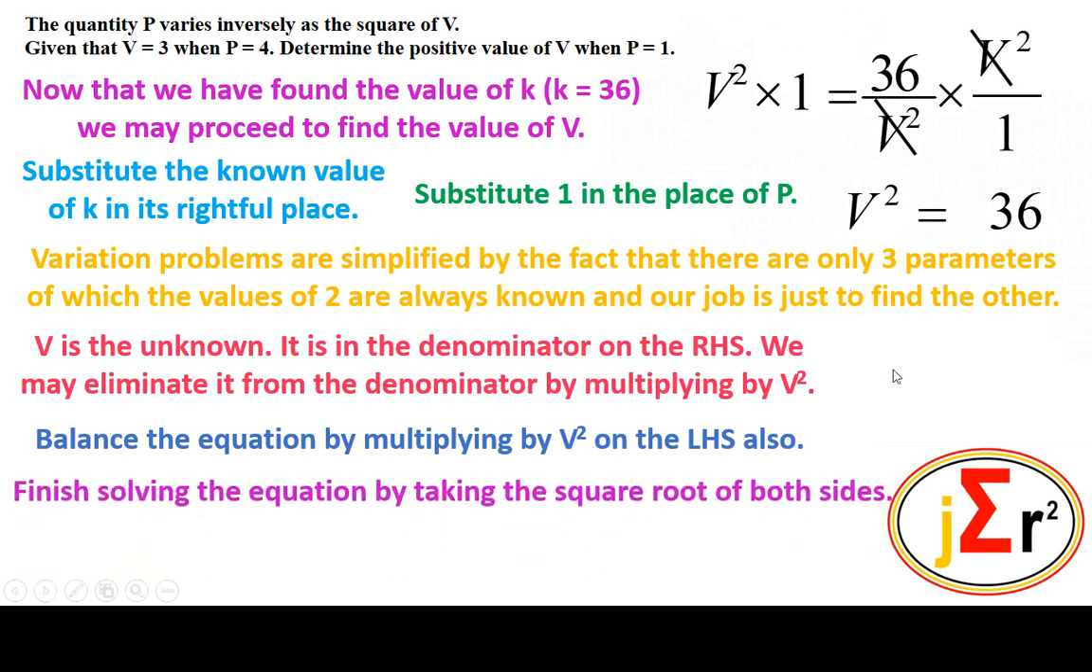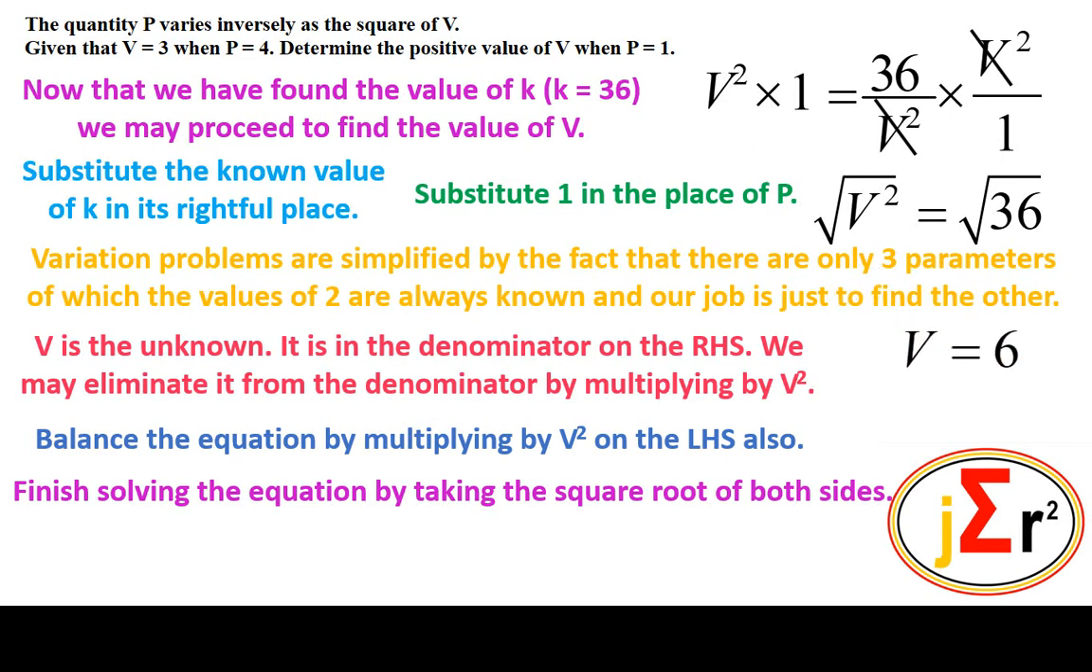Finish solving the equation by taking the square root of both sides. So we are finishing up by taking the square root of both sides. Why do we take the square root of both sides? We intend to eliminate the square from the left hand side. So we do the opposite of squaring, which is taking the square root. And you know that we cannot do that on one side of an equation. We will have to do it on the other side in order to balance the equation. And so we take the square root of both sides.